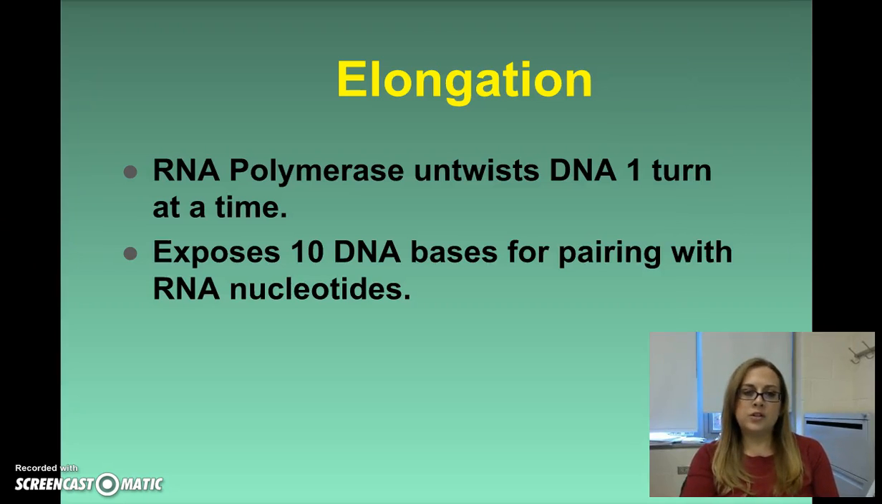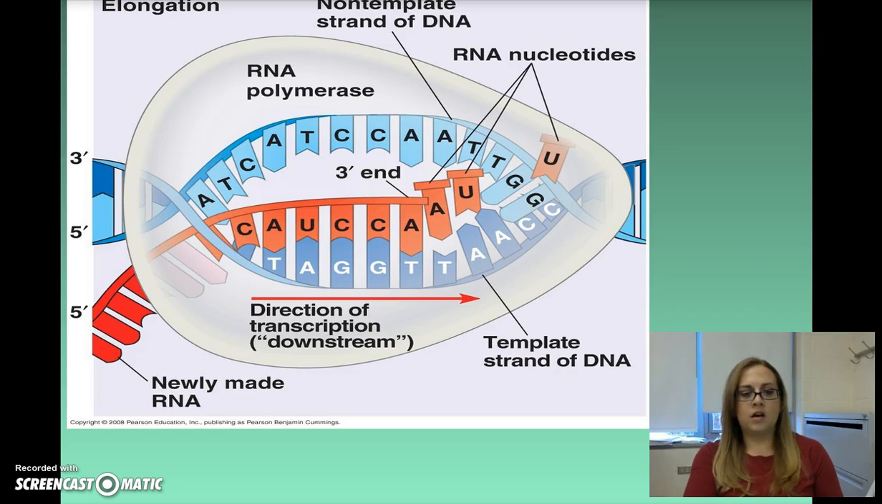With elongation, the RNA polymerase is going to untwist the DNA one turn at a time. When you untwist it one turn at a time, you're exposing 10 DNA bases for base pairing with every untwist of that DNA molecule. And so for every one turn, you're able to copy 10 DNA bases for pairing with RNA nucleotides. And that is what we're looking at here.